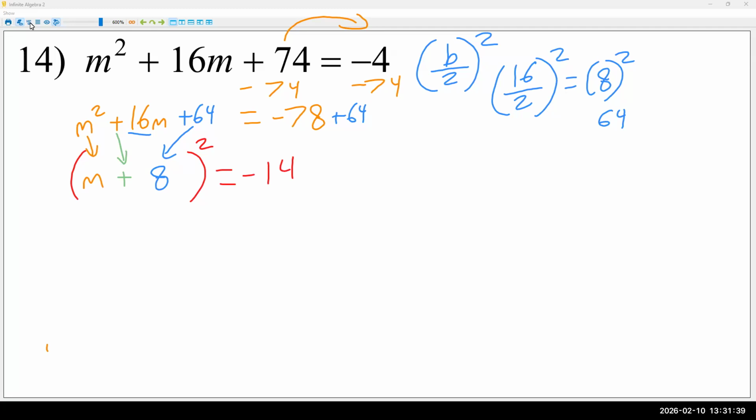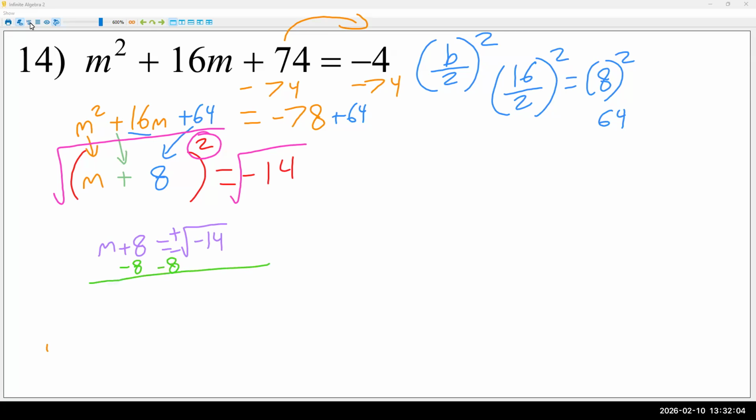So now I need to get rid of that squared right there. What to get rid of a square? Square root. If I do it to one side, square root the other side. So I have m plus 8 equals the square root of negative 14. And I remember to put the plus or minus. I'm going to subtract the 8 from both sides. So that gives me m equals negative 8 plus or minus the square root of negative 14.